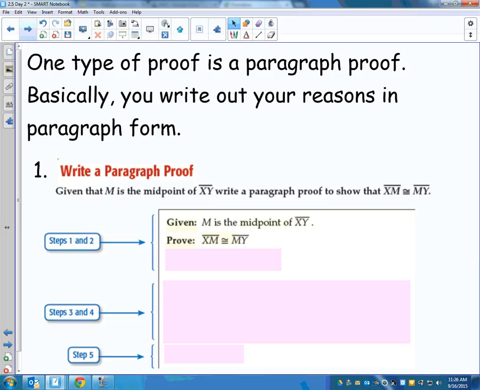And then I think this extra part is helpful. Could we draw a picture using that information that they gave us? That's not really in paragraph form, but I think it's going to help us write our paragraph. Could I draw a picture of a segment XY where M is the midpoint? So I do that. Well, I copy and pasted it.